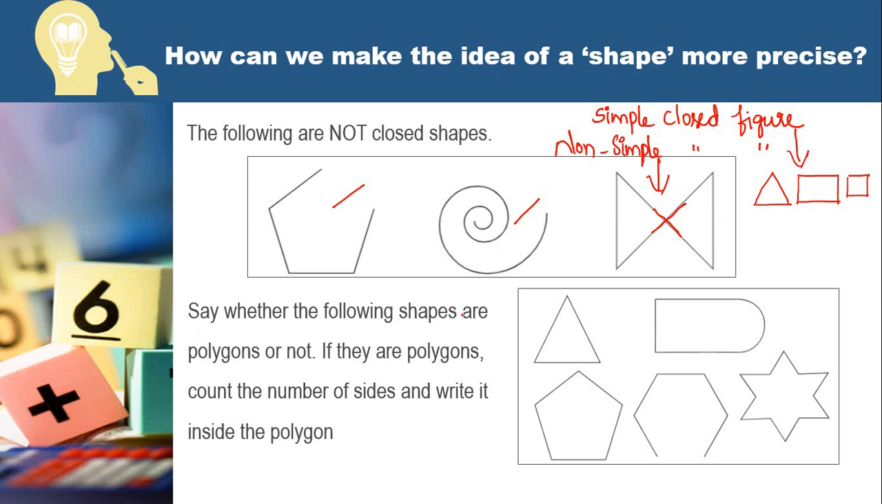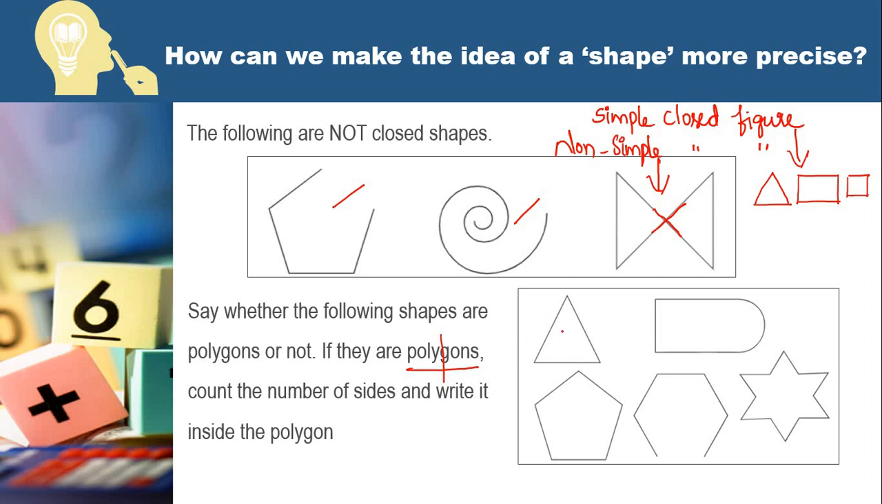Say whether the following shapes are polygons or not. If they are polygons, count the number of sides and write inside the polygon. What is a polygon, children? Poly means many, gon means sides. A simple closed figure bounded by many sides, only with straight lines, is called a polygon.